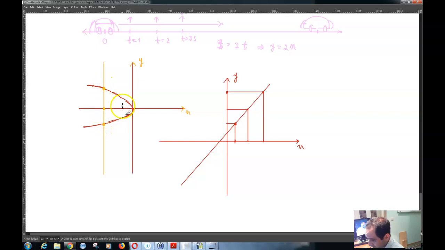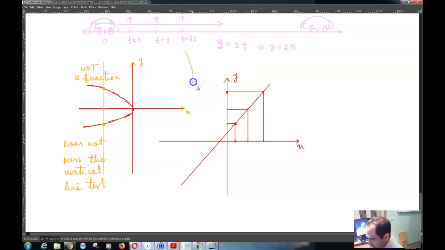Meaning that, for example, if this was time and this was the distance of the car from some point, then at this point in time, I wouldn't simply know if the distance of the car from that point is this output or this output over here. So this is not a function. This is not a function, and it does not pass the vertical line test.